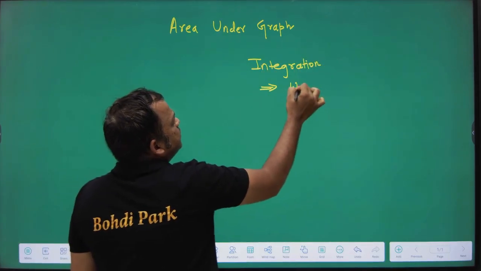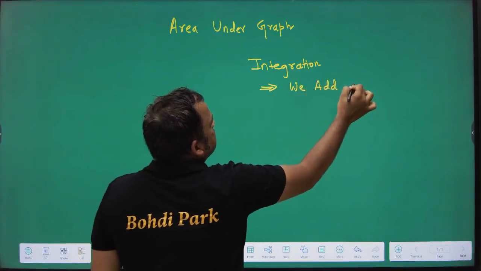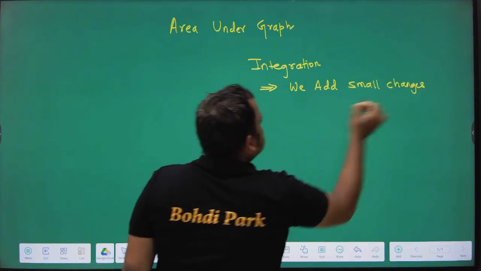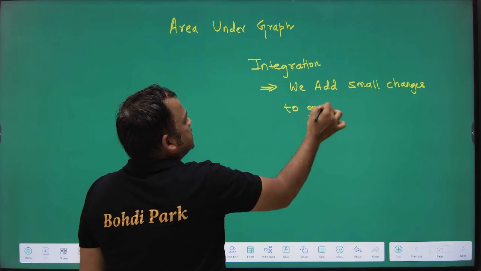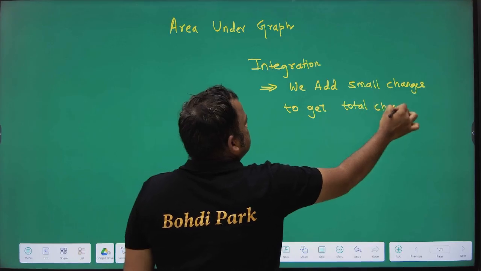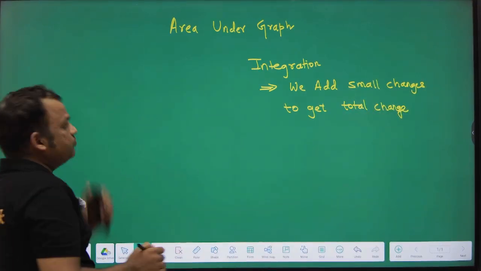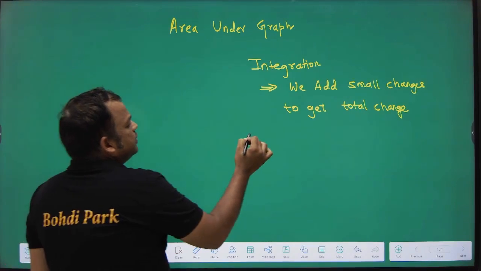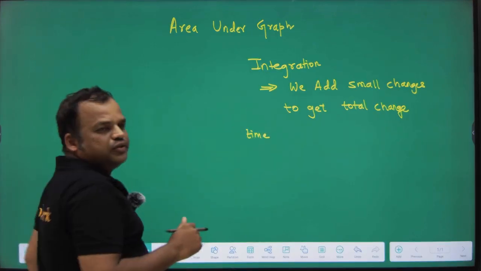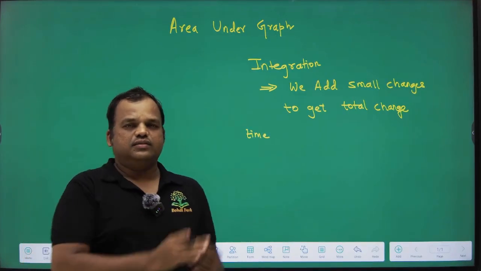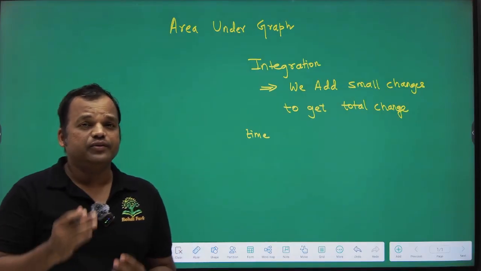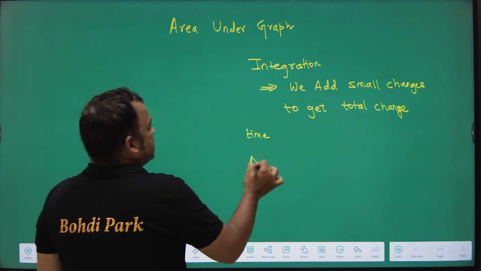In integration, we add small changes to get total change. For example, when we talk about time, we know that time increases. The increase in time is also known as the duration of time, delta t.